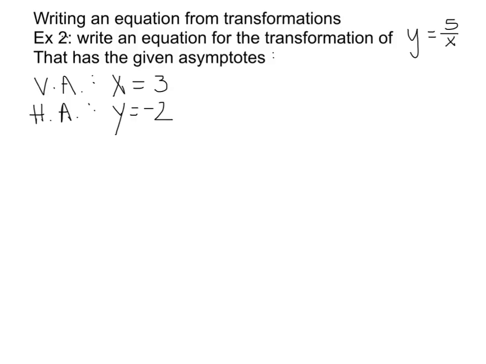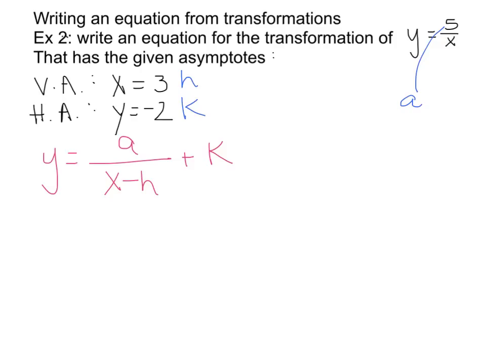So for it to have transformations, it would have to be in the general form a divided by x minus h, plus k. All right, so h and k should be very easy to identify. H is 3, k is -2, and the last thing we have to do is identify what a is, and a is the number that's out on top. So your equation based on the transformations is 5 divided by x minus 3, minus 2.